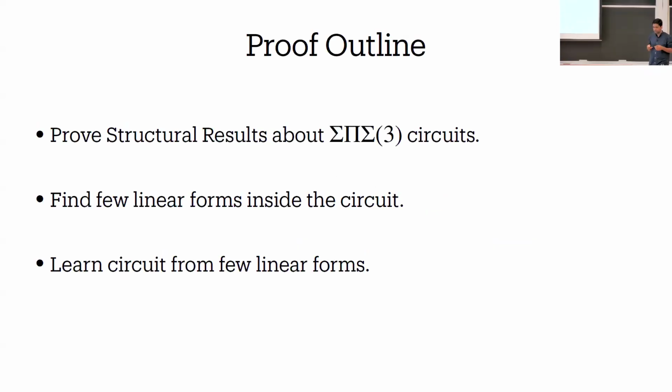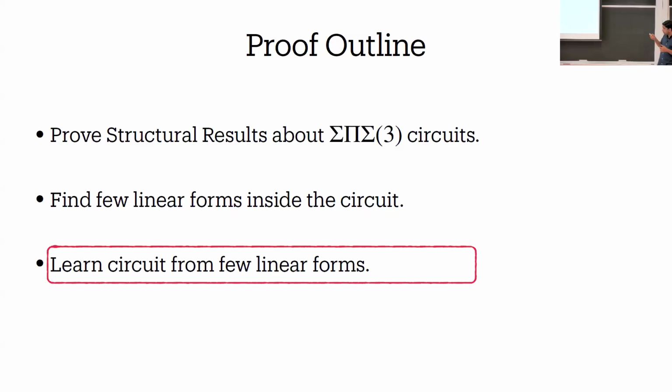Our proof basically goes through 3 steps. The first step is we show a bunch of structural results about top fan-in 3 depth 3 circuits. Next, we give an algorithm to find a few linear forms that happen to be inside the circuit. And finally, we show how to learn the entire circuit from the few linear forms we learned. Let's talk about this third step because it mainly comes from work by Karnin and Shpilka.